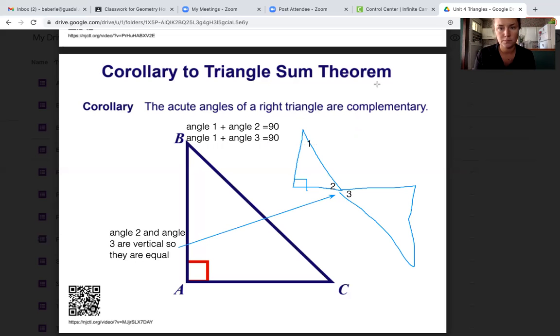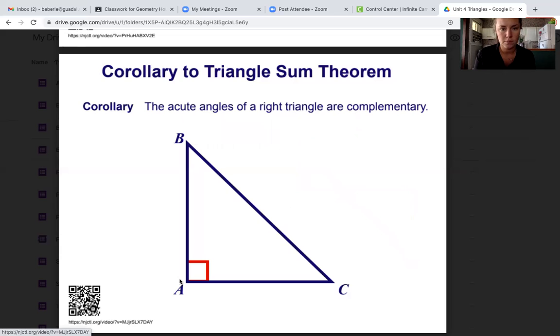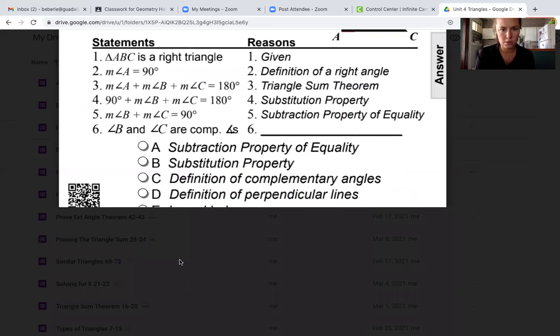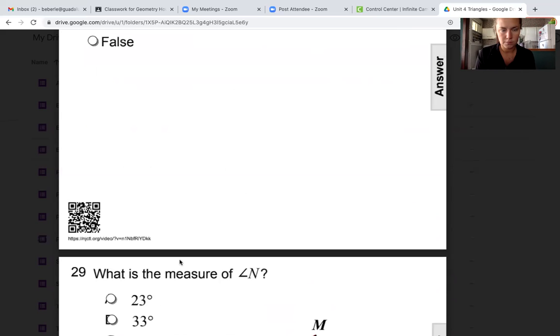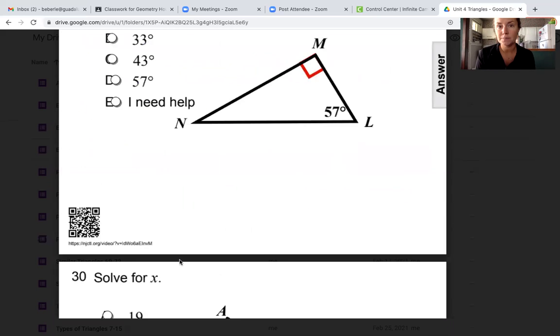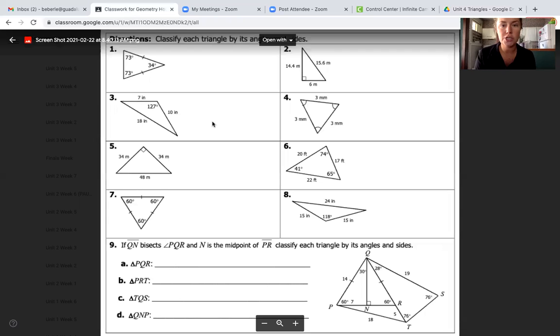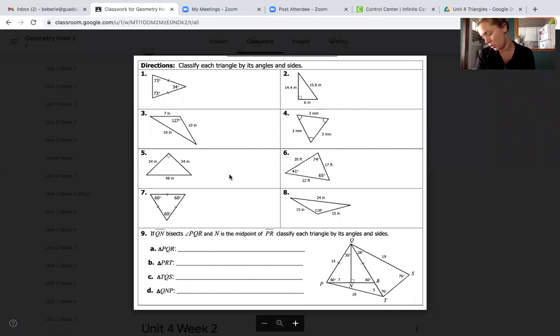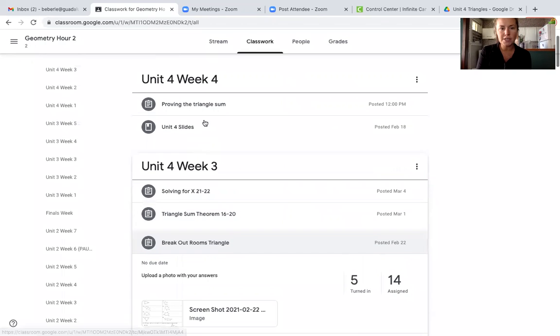You have a knowledge check. You can locate that knowledge check right here. I'm going to give you guys 20 minutes to do it, which puts you at 9:45. I will call you back in here and then we will go over it. The knowledge check is right here. It's called proving the triangle sum.